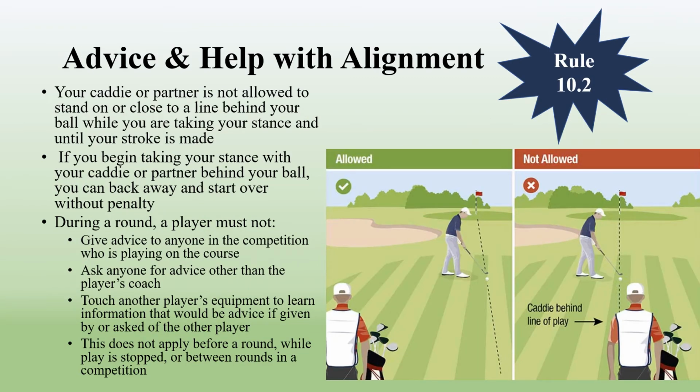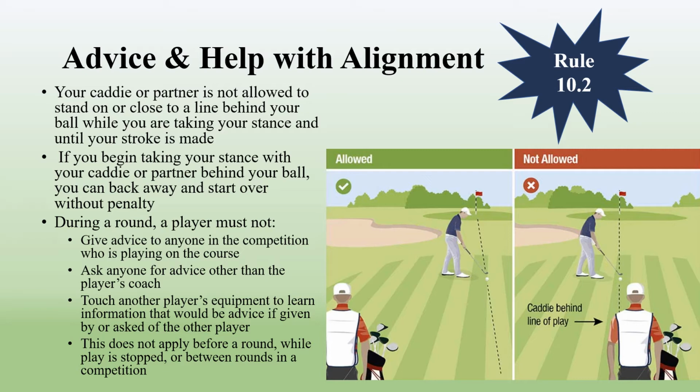Rule 10.2 covers advice and help with alignment. Your caddy or partner or coach or teammate are not allowed to stand on or close to a line behind your ball while you're taking your stance and until your next stroke is made. If a player begins to take their stance with a caddy or a partner or a teammate behind them, they can back away and start over without penalty.